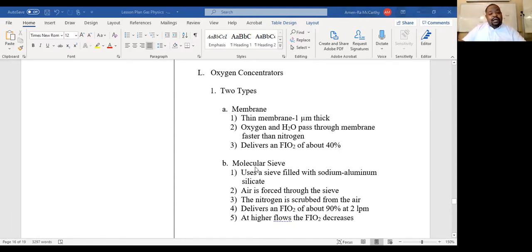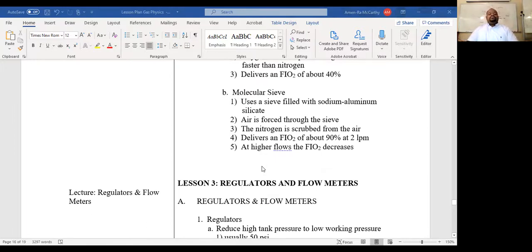So the next one is called molecular sieve, which is a little bit better than the membrane. Two types of concentrators, membrane and molecular sieve, all right? The molecular sieve does this. It uses a sieve. It's like a little indention, like a little gap or a ditch, right? And you fill it with little balls called sodium aluminum silicate. Sodium aluminum silicate filled into this little trench, right?